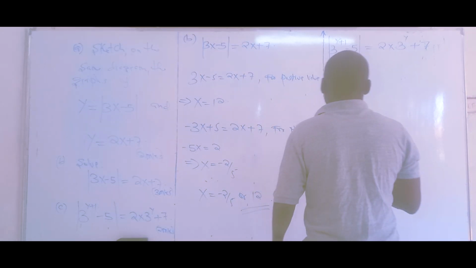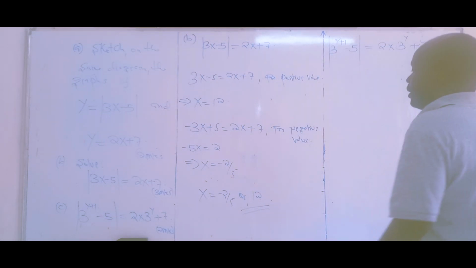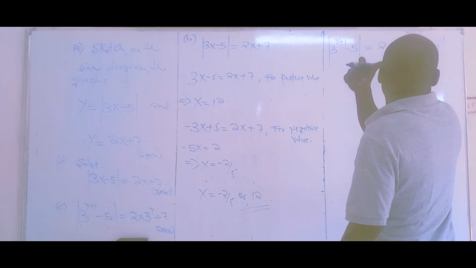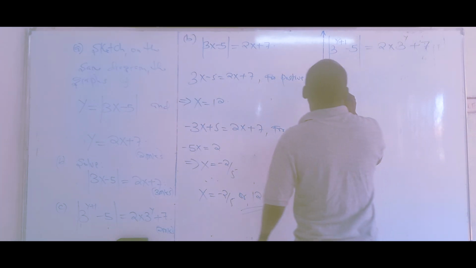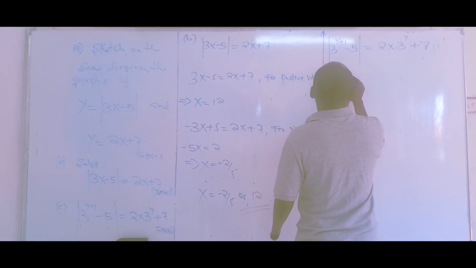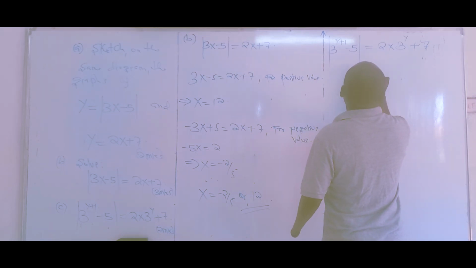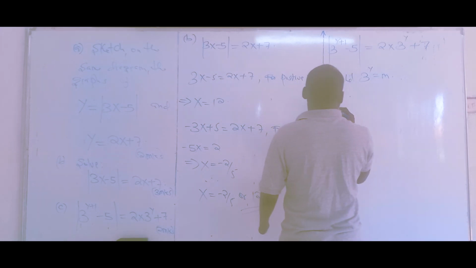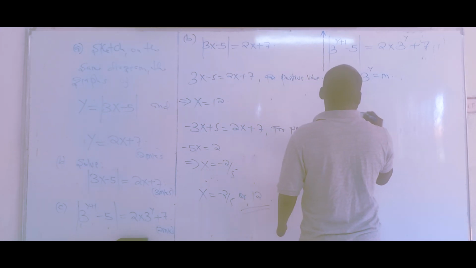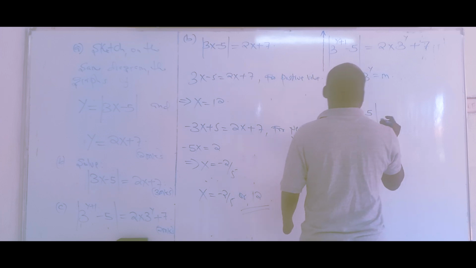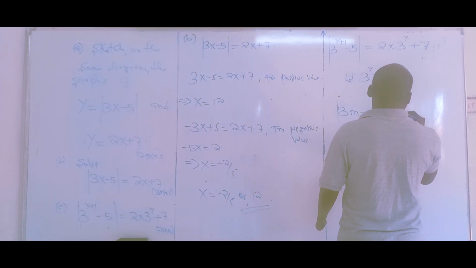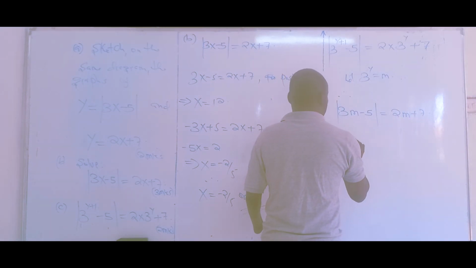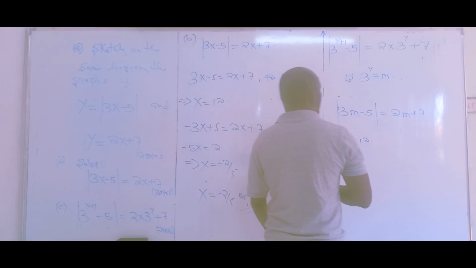Now we proceed as follows. Now we remember laws of indices. What we will have here is, let 3 raised to power y be m. Therefore, I'll be having here 3m - 5 = 2m + 7. Therefore, m is equal to 12.